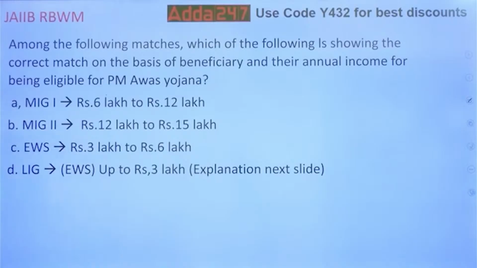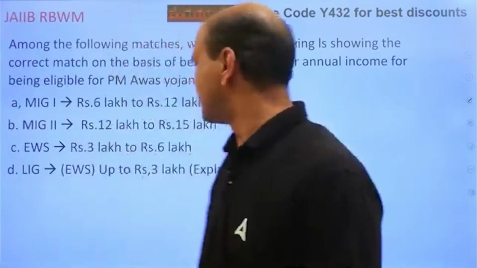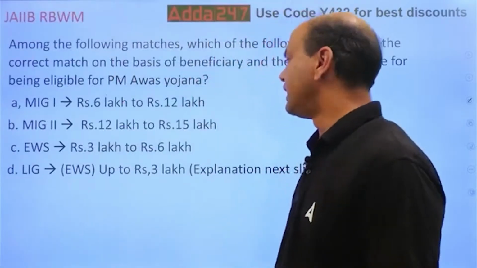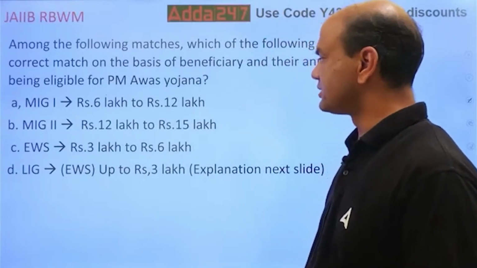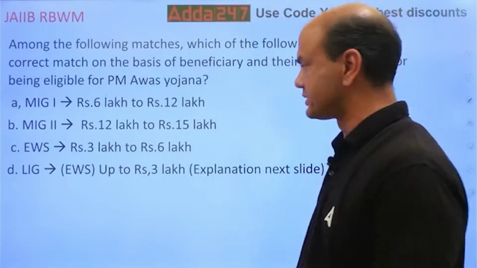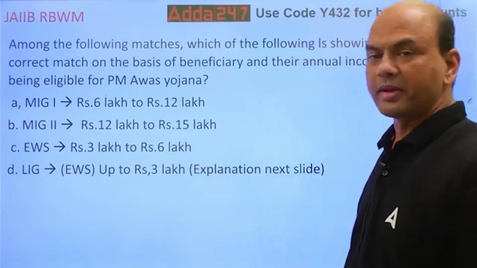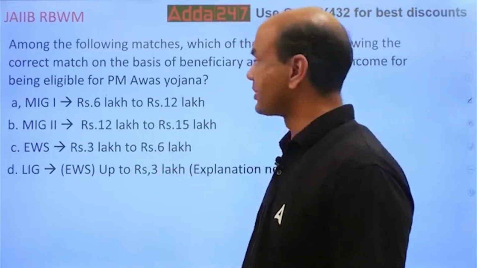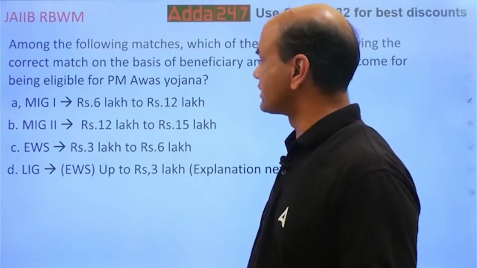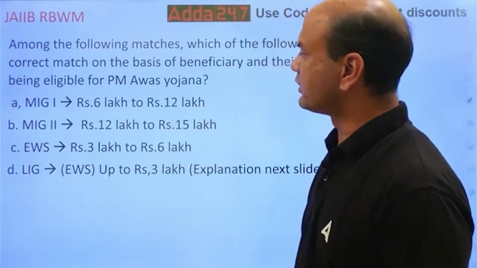MIG 1, 6 lakh to 12 lakh. MIG 2, 12 lakh to 15 lakh. EWS, 3 lakh to 6 lakh. LIG, lower income group, up to 3 lakh. Okay, means LIG to EWS, so it is up to 3 lakh. I am having the explanation on the next slide, but first I want to answer from you. Which one is showing the correct matching? Okay, think over it.